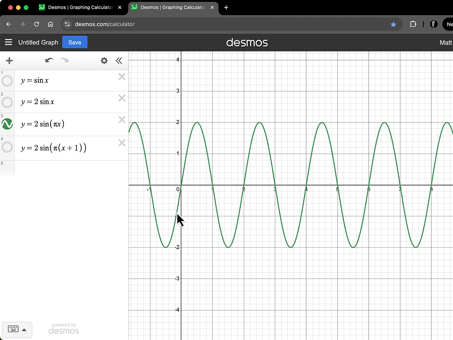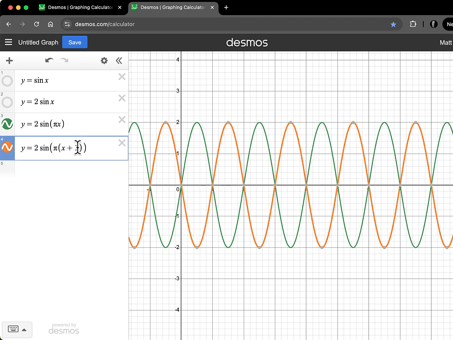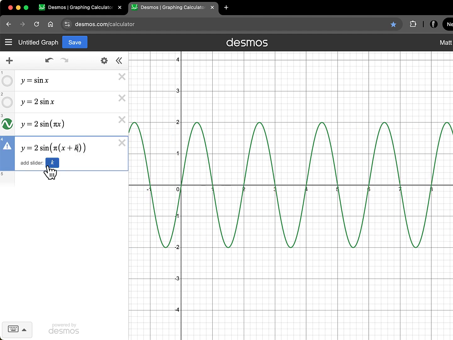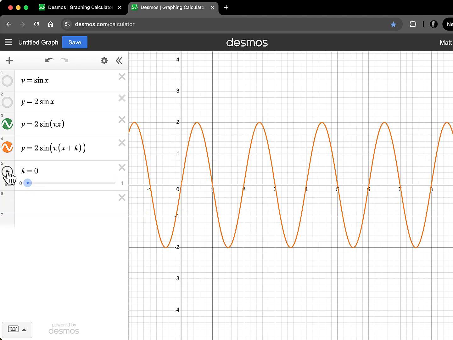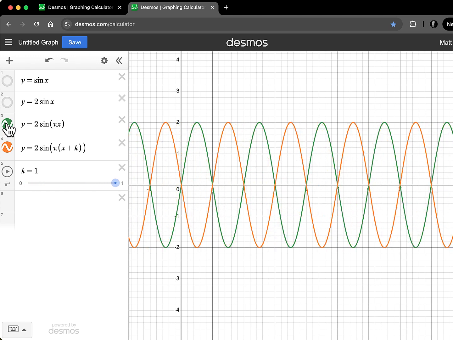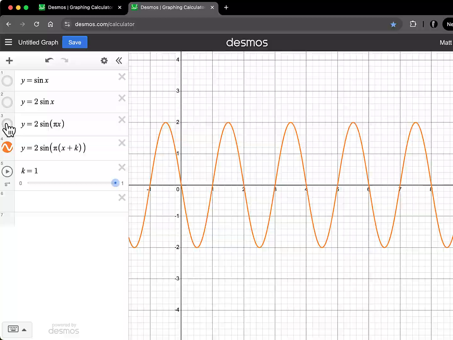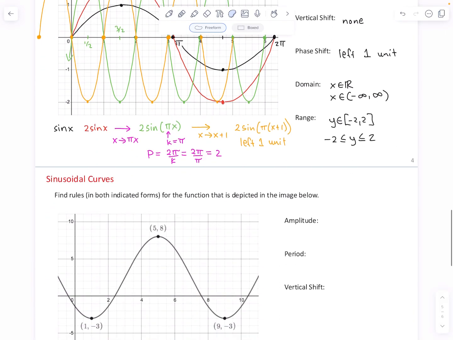The final transformation is to shift left 1 unit. If you want to animate that shift, change this 1 to a k, add a slider, let k vary from 0 to 1, make this play once, drag k to 0, and hit play, and you'll see the shift happen dynamically, producing our final result here. Okay, let's go to the next problem.